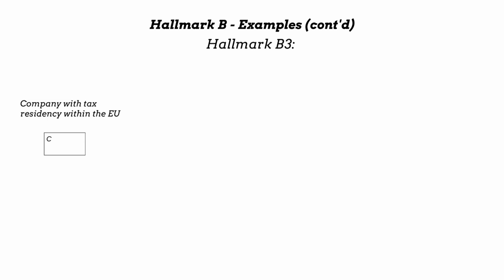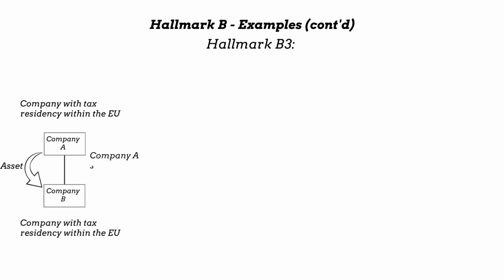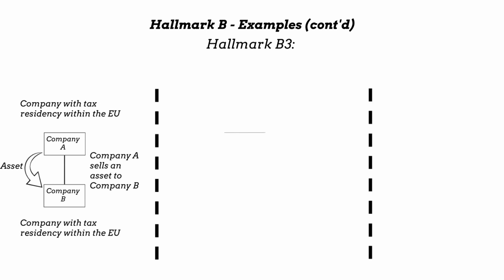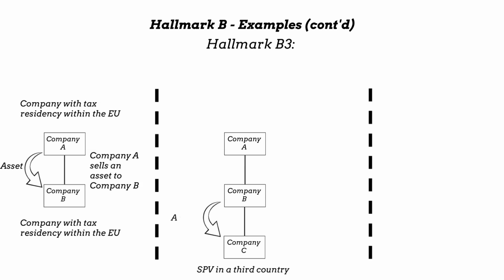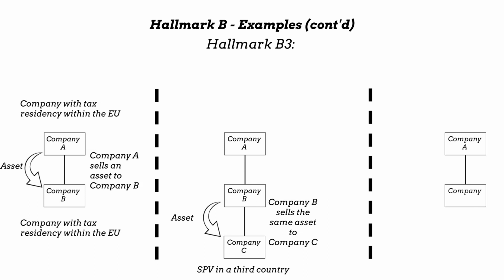Hallmark B3. A company in Country A, an EU member state, engages in a series of transactions involving multiple jurisdictions and entities to sell and repurchase a specific asset. The company sells the asset to a subsidiary in Country B, another EU member state. The subsidiary then sells the asset to a special purpose vehicle, SPV, in Country C, a non-EU jurisdiction. Finally, the SPV sells the asset back to the original company in Country A.